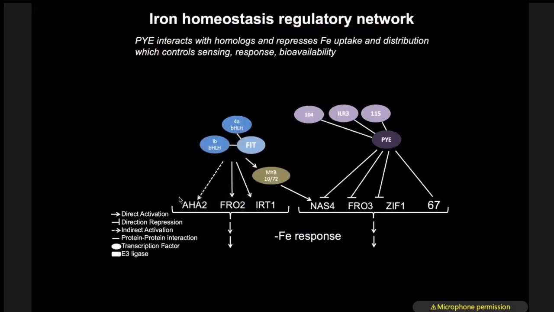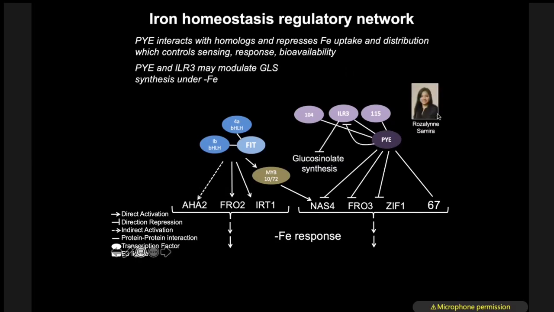And so we began to build upon the network that we started with. We knew Popeye interacts with the promoters of these transcription factors, and I don't have time to go into it now, but it seems to be repressing these genes. We also know that Popeye is interacting with several Popeye homologs, and that it's also controlling many other genes that may not play a role in iron homeostasis. And so it interacts with and potentially represses iron uptake or represses the distribution of iron, which controls sensing, response, and bioavailability.